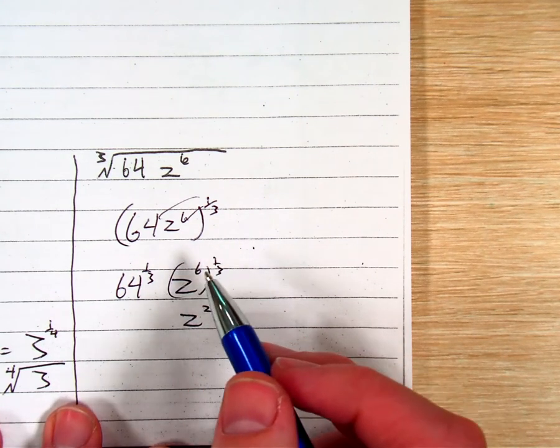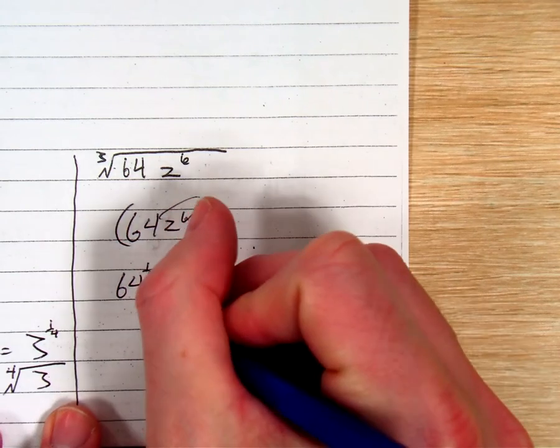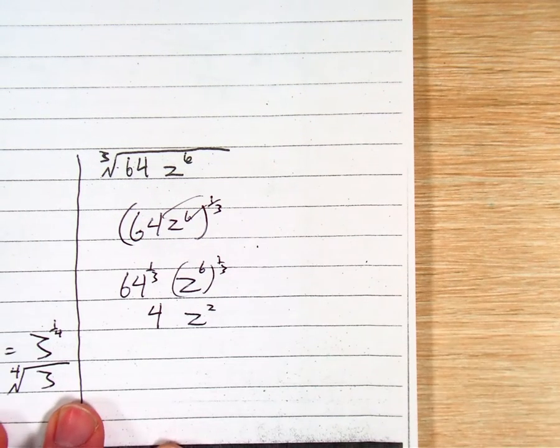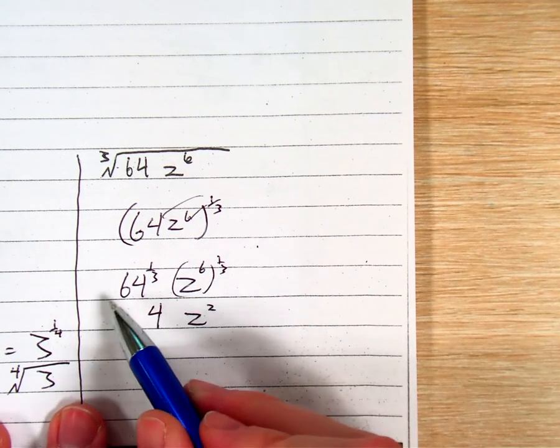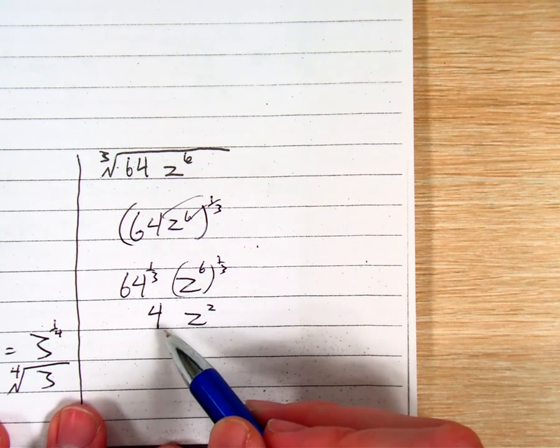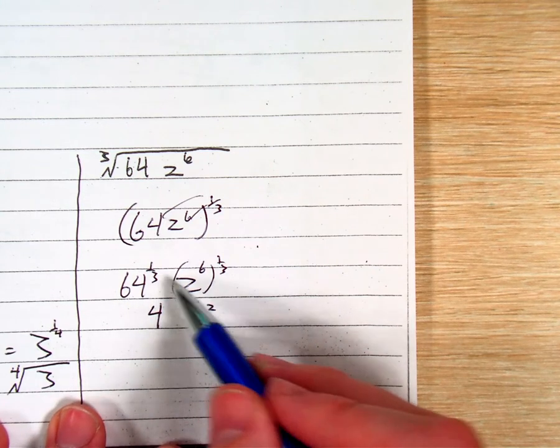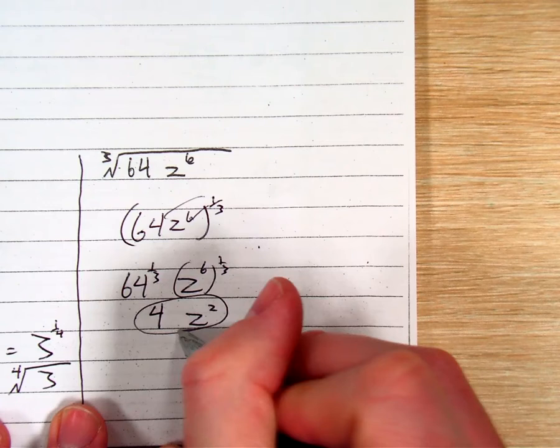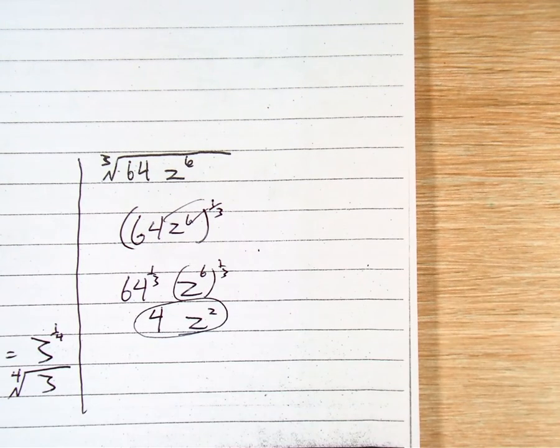Okay, 64 to the 1/3 power should be 4. What times itself 3 times to get me to 64? 4 times 4 is 16, times 4 again would be 64. All right. Boom, there you go.